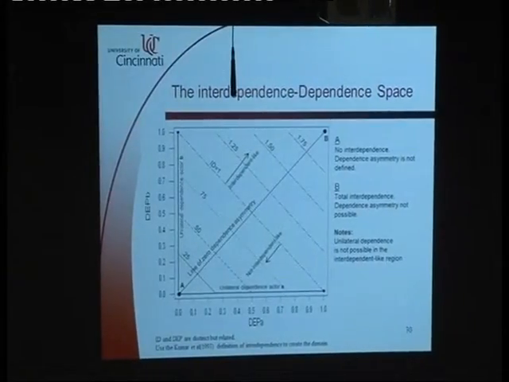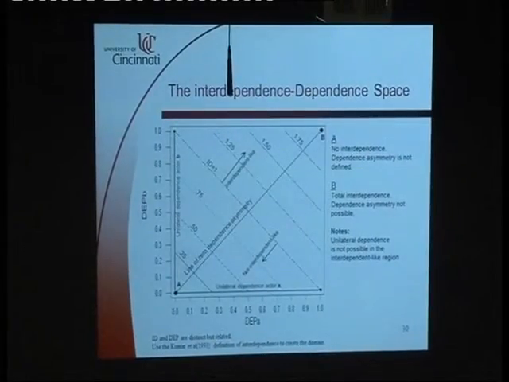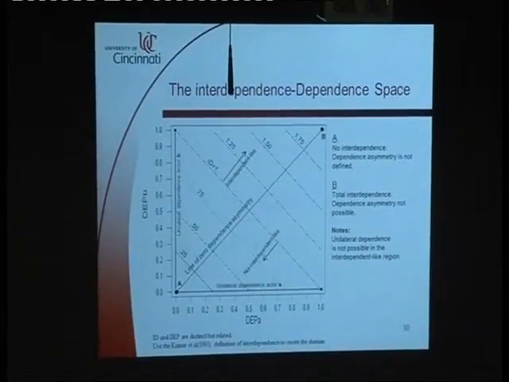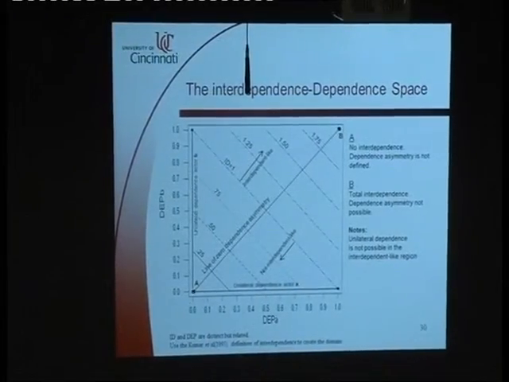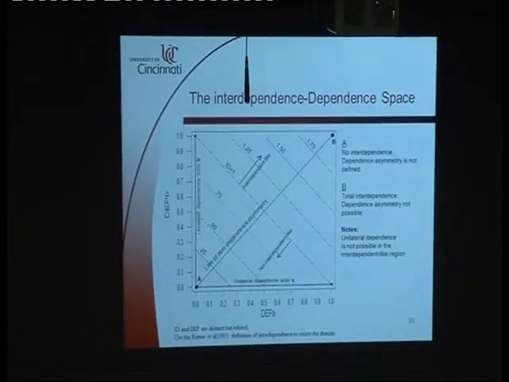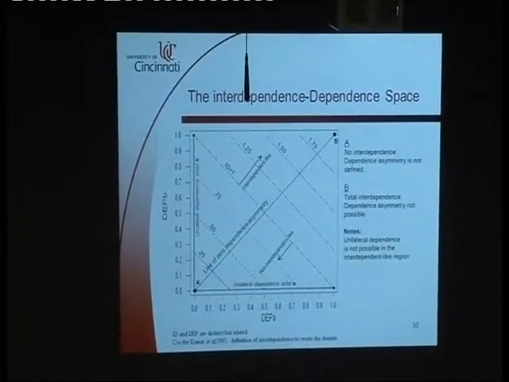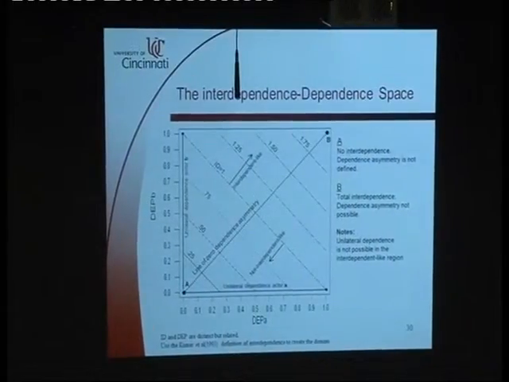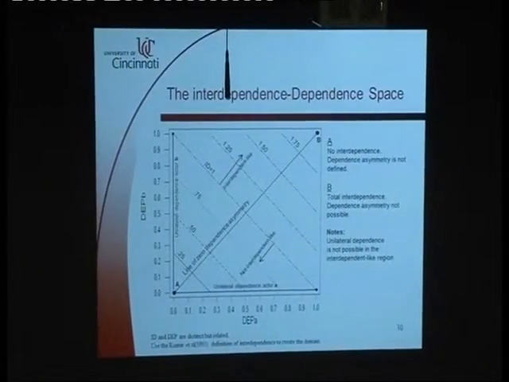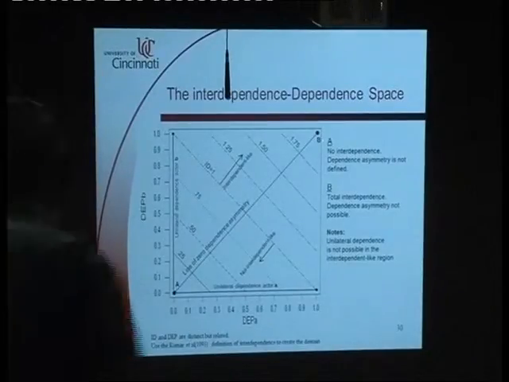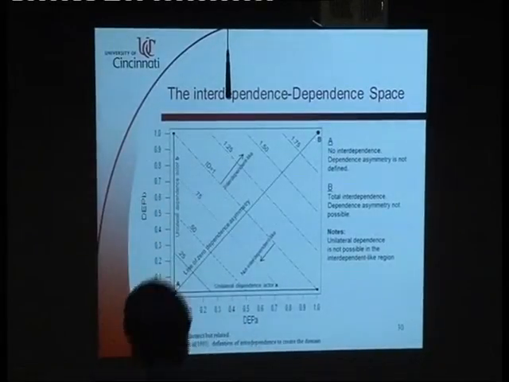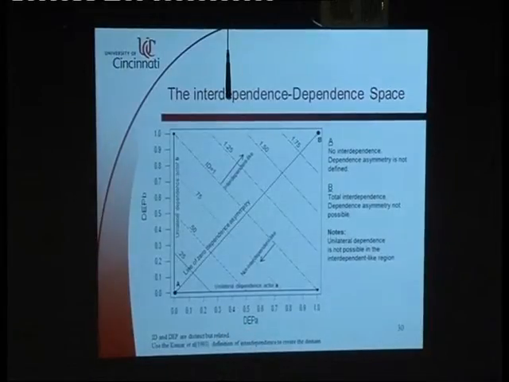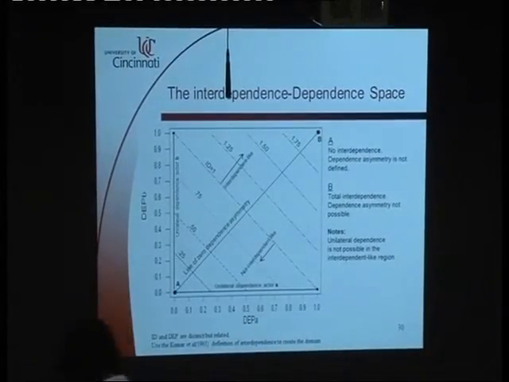as you can see, there is no interdependence or dependent asymmetry. There is no interdependence, therefore dependent asymmetry is not defined. At this point, at that point B, there is total interdependence and dependent asymmetry is not possible. In other words, it is zero.